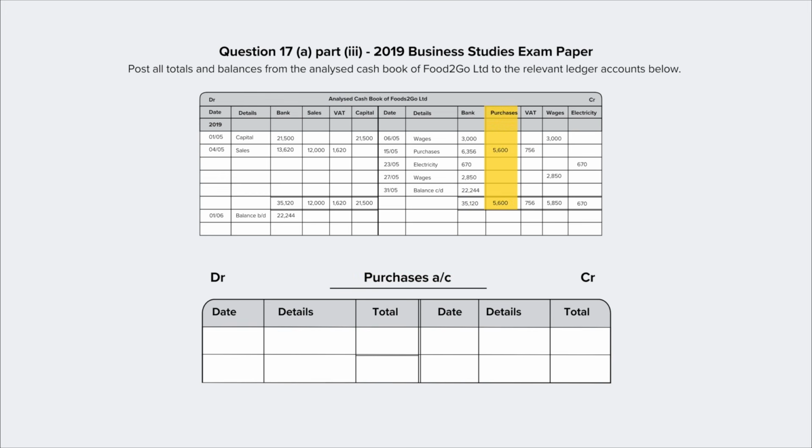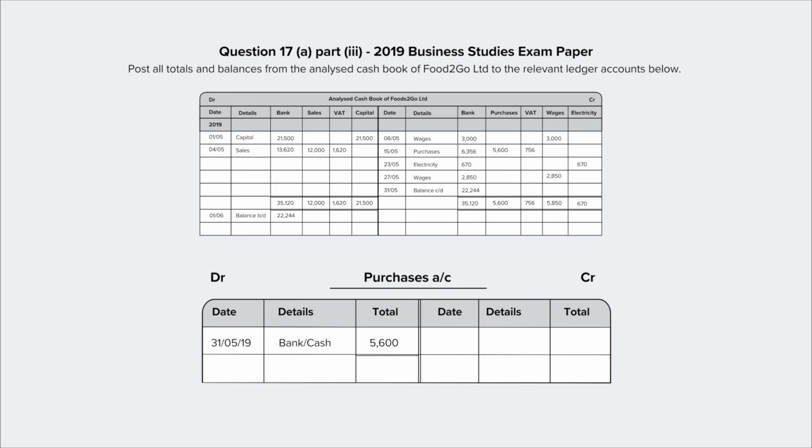We'll write in our name and go back to the cash book to see where our purchases are. Purchases are items bought, so it's money spent, which is money out of our account, so that's why it's on the credit side of the cash book. Same rule, we'll swap sides. This now becomes a debit entry in the ledger. So again, we'll write in the amount of €5,600, our details and our date.